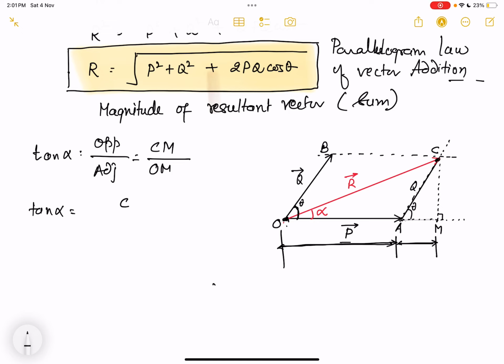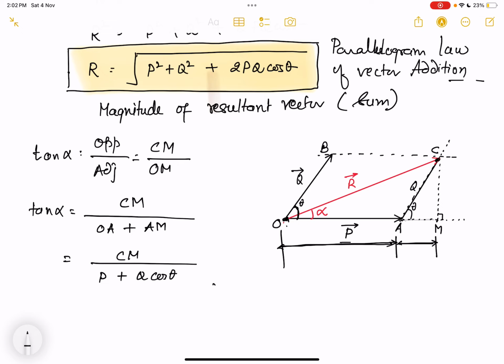CM को बाद में handle करते हैं, पहले जो पता है वो लिख लेते हैं. OM is OA plus AM. Correct? CM upon OA, we know it's P. AM you know it's Q cos theta. ऊपर हमने derive किया था. Now you have to find out CM.